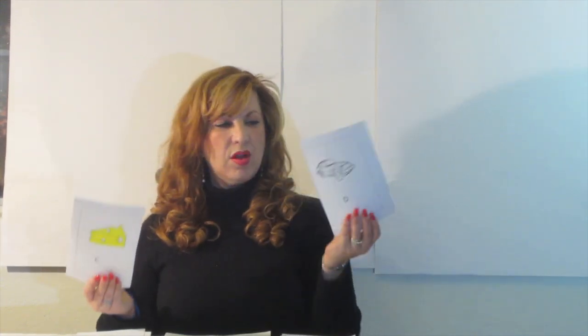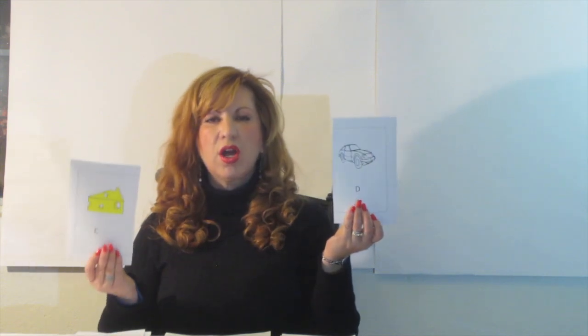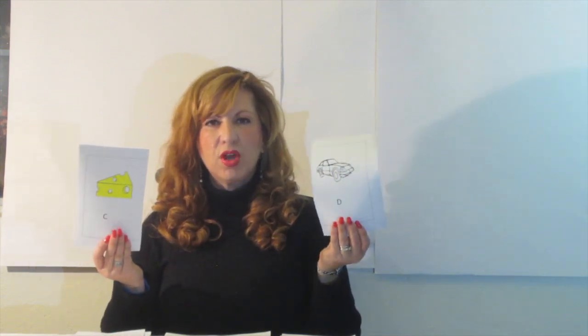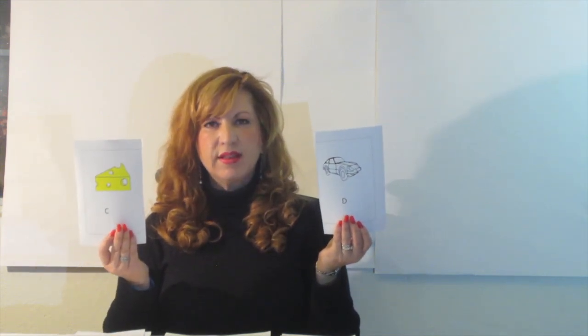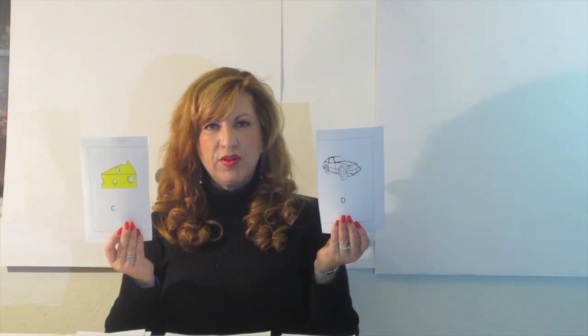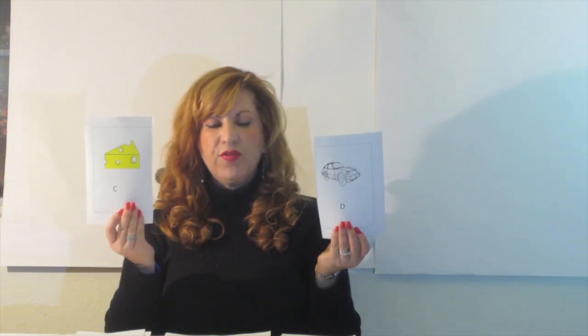Number 4. Cheese, cheese, car, car. Which word has the CH diagraph? If you picked cheese, you are correct. Cheese has the CH diagraph at the beginning of the word. Cheese.